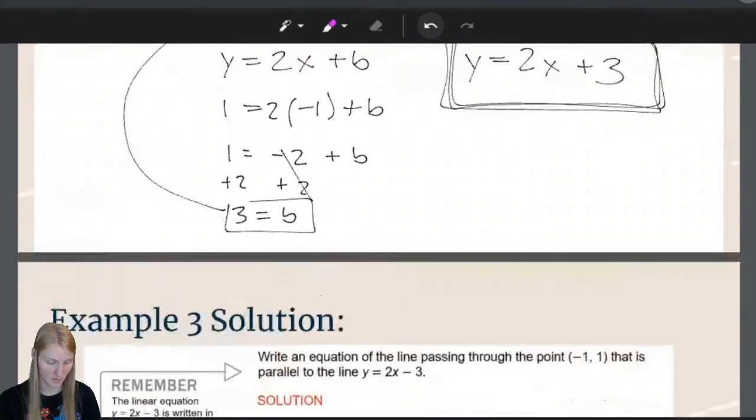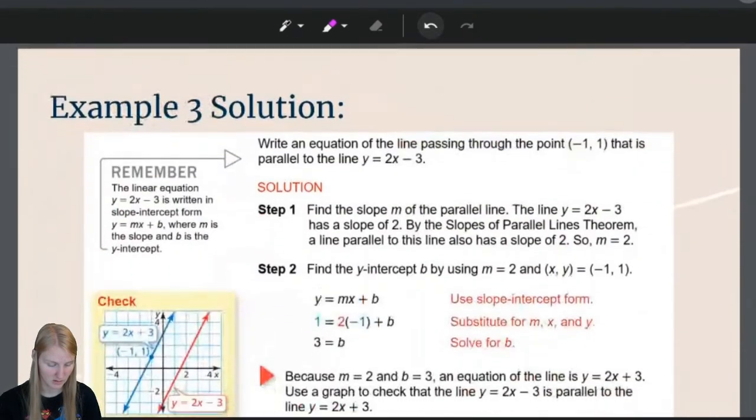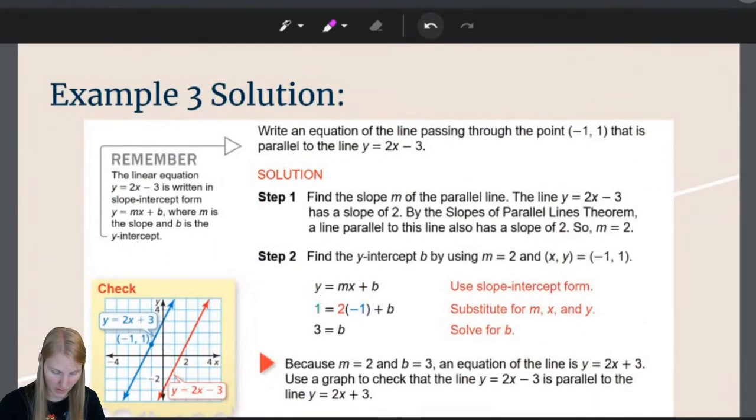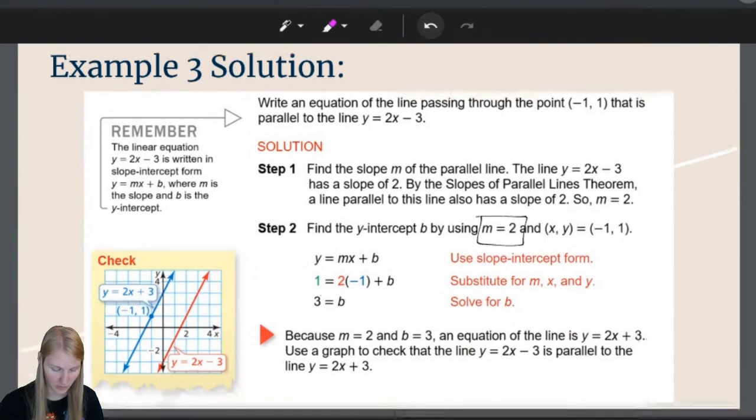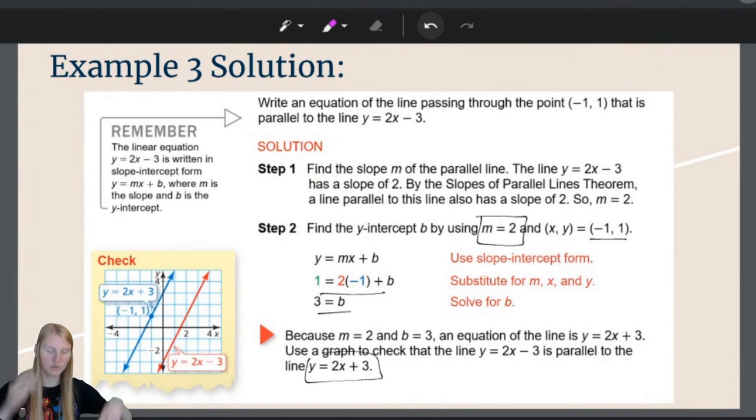Let's check and make sure that we were correct. Using m equals 2, beautiful. Plugging in the point gets 3 for b. Y equals 2x plus 3. Woohoo! We were correct.